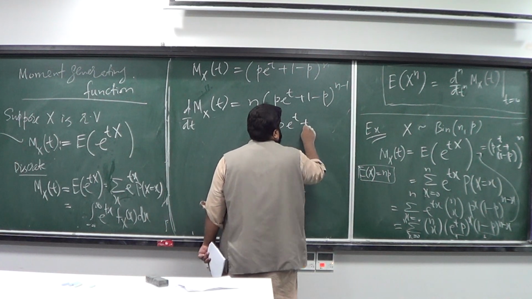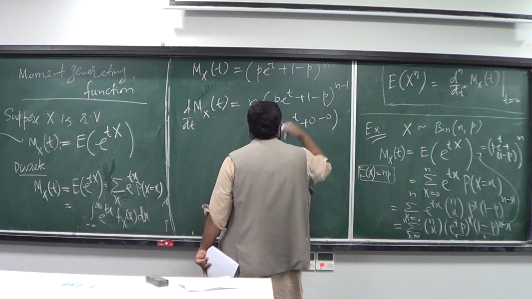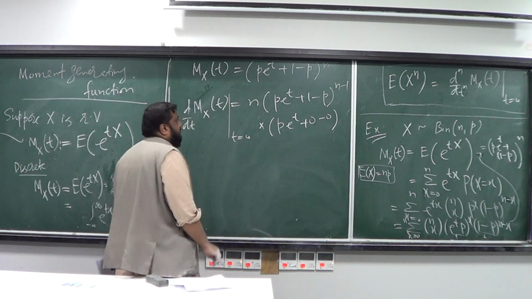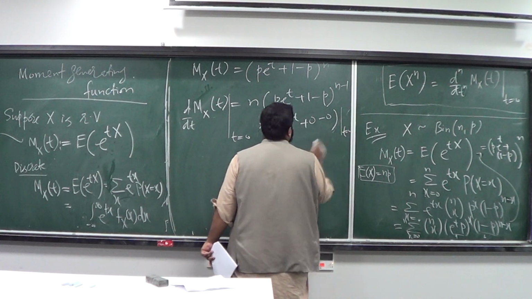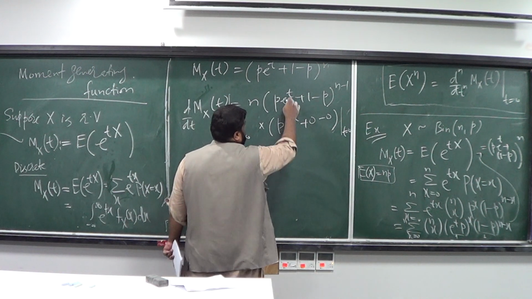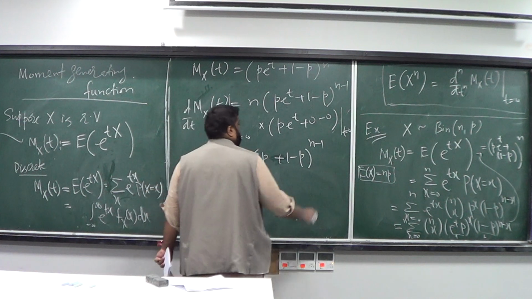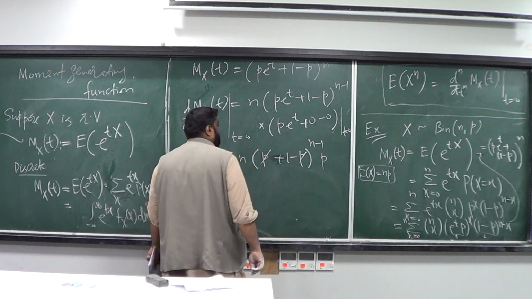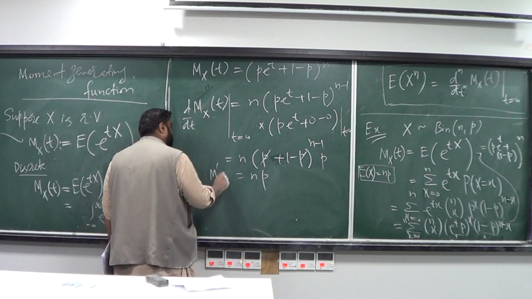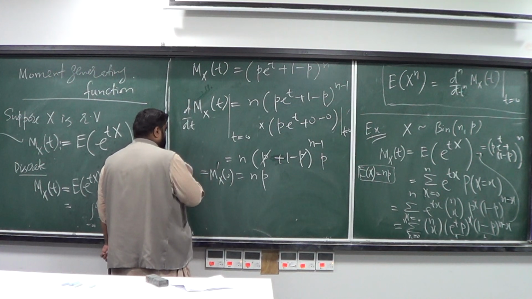p e to the t plus 0 minus 0, because if you differentiate p e to the t with respect to t, you get p e to the t. So this is the first derivative. Now in this derivative, substitute t equal to 0. What are you going to get? You're going to get n, this will become 1, p plus 1 minus p to the power n minus 1, times p. So the p plus 1 minus p becomes 1, and 1 to the power n minus 1 is 1, and you get np. So this is really M prime of X at 0, which gives you the expectation of X.